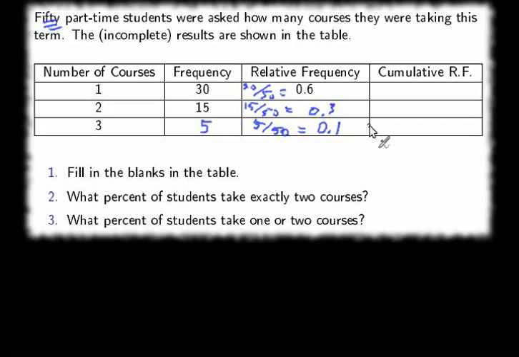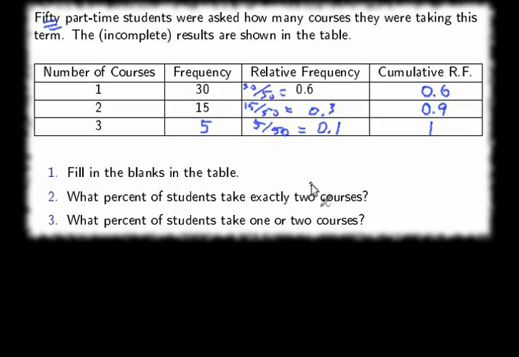Okay, and finally the last column here, the cumulative relative frequency. That's the sum of the relative frequencies up to that row. So, starting with the first row, that's 0.6. The second row, we add 0.3 to that and get 0.9. And then finally, 0.9 plus 0.1 is 1. And that's how the cumulative relative frequency column should always end up with 1, because if you have a complete table, this will account for everybody by the end.